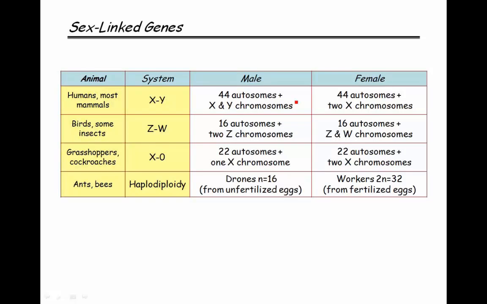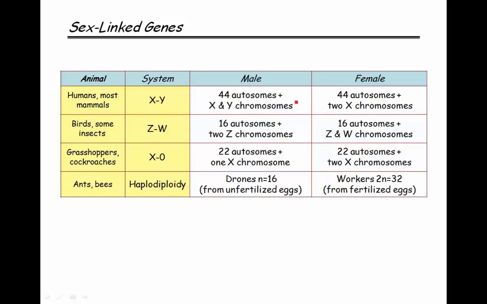Another way that sex is determined is the X0 system. This is in grasshoppers and cockroaches. In this case, we have only 1 sex chromosome. It's an X. And basically individuals get 1 copy of that, or they get 2 copies of that. So in this case, you have males and females that actually have a slightly different chromosome number from each other.